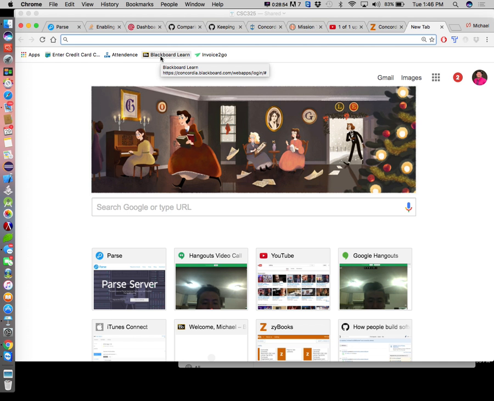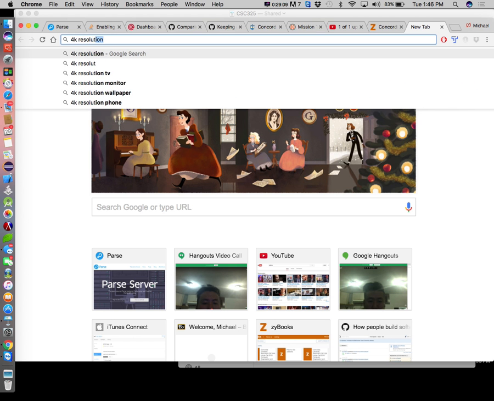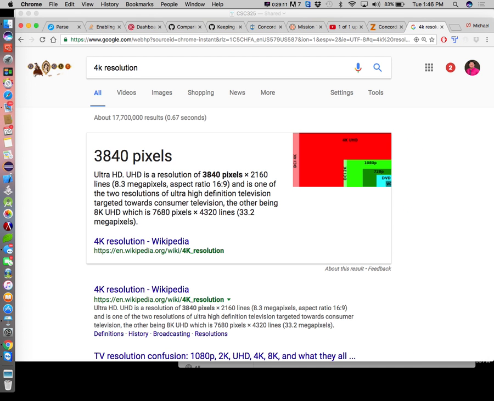So I think the actual... 84 by 21. Yeah. Oh, so that's not true 4K. That's 4K relative to 1080p. So then it would be 3840 by 2160, which isn't quite true 4K. That's just Ultra HD, but that's fine. We can work off of this.